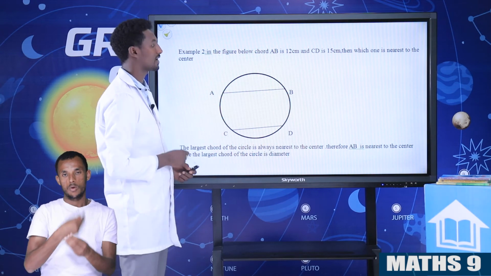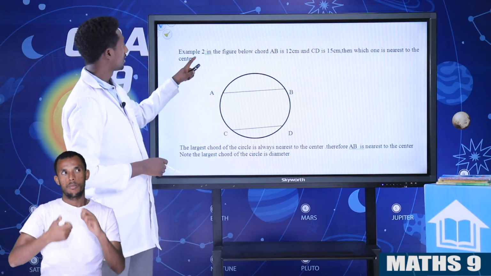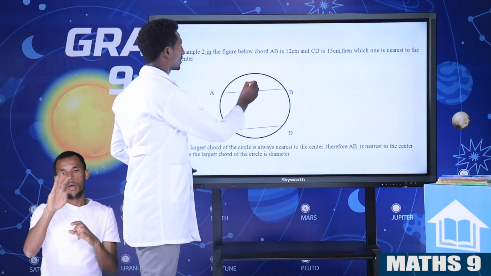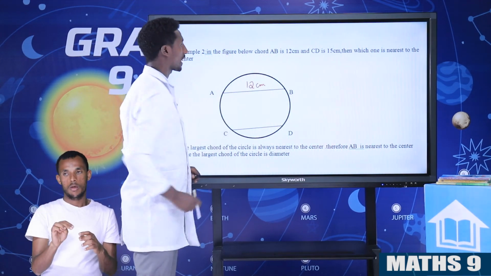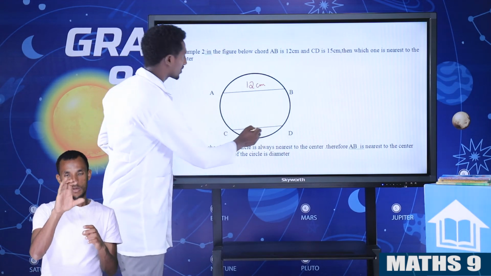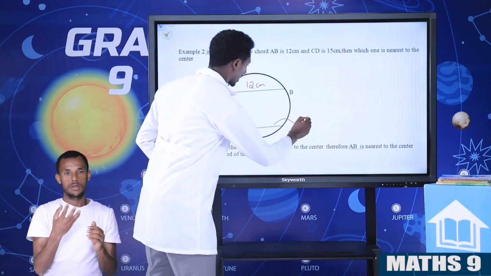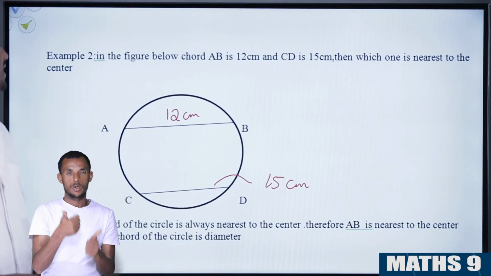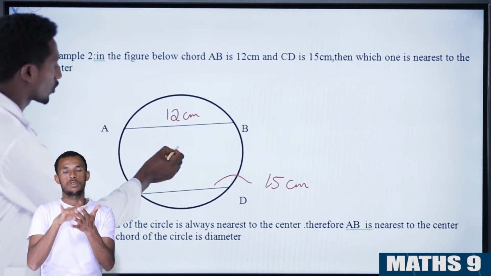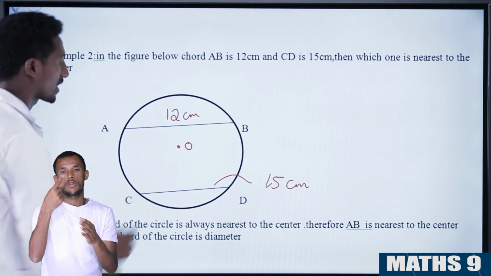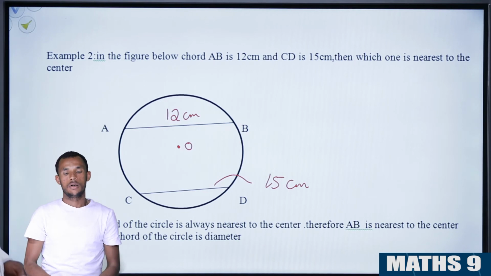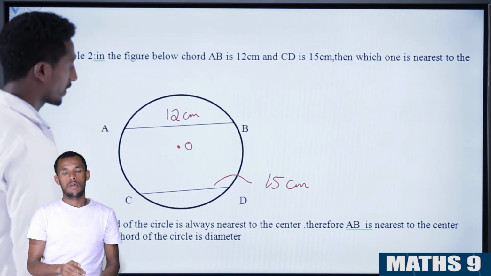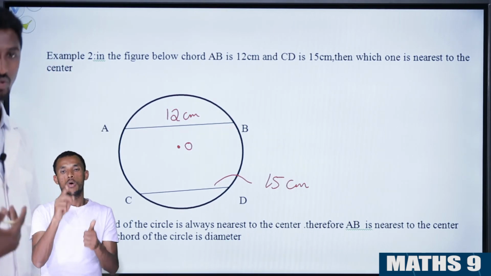And also here we have another problem. In the figure below, chord AB is 12 centimeter and CD is 15 centimeter. Which one is nearest to the center? Let this be the center of the circle. If AB is 12 centimeter and CD is 15 centimeter, which one is nearest to the center?